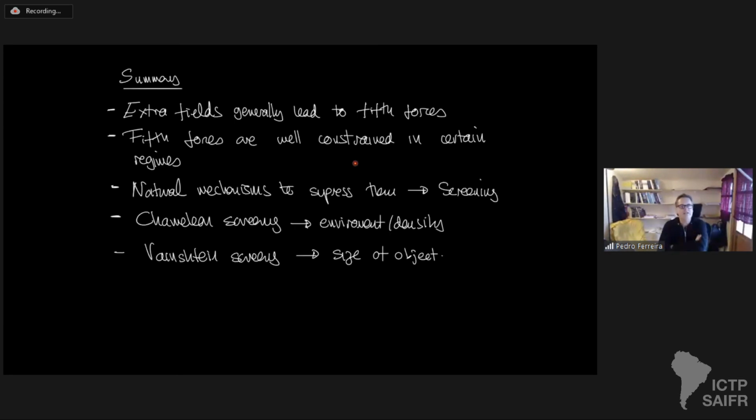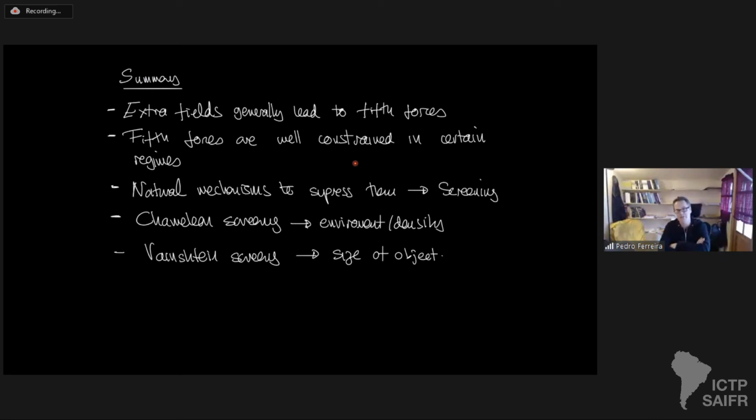So let me just quickly summarize. We have that extra fields generally lead to fifth forces. And this is a point that it took me a while to absorb. It's a really important fact. If you want to study extensions to gravity, it really means thinking about fifth forces. We know that fifth forces are very well constrained in certain regimes. Nevertheless, there are what one might call natural mechanisms to suppress them. And this is what's known as screening or gravitational screening.